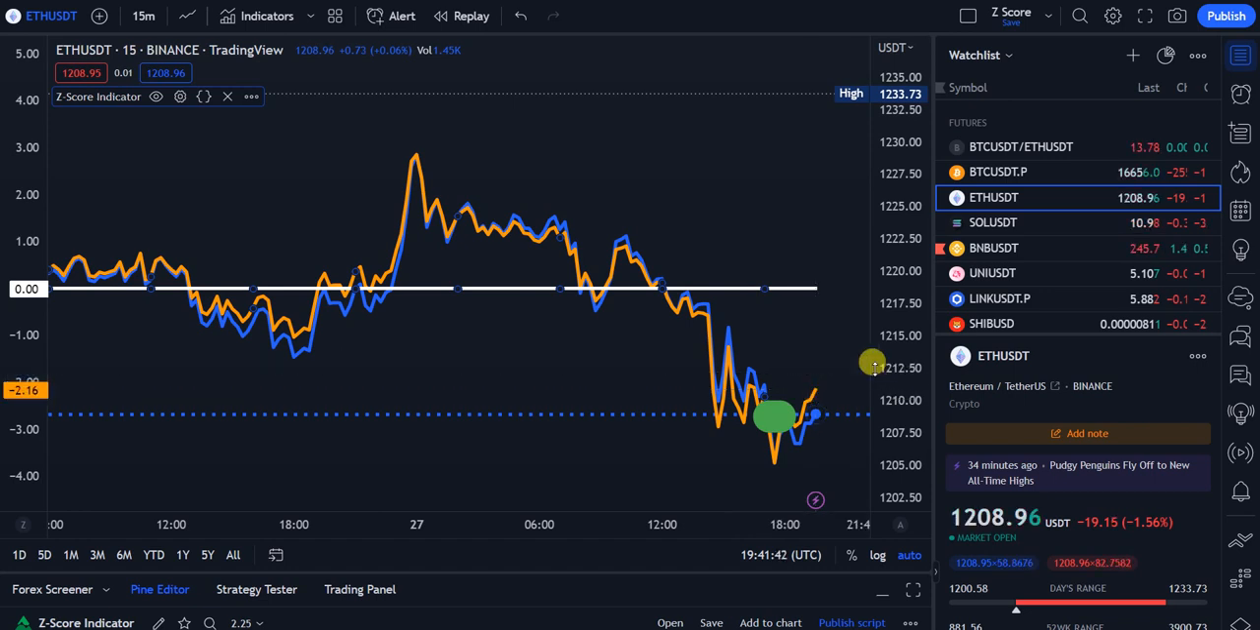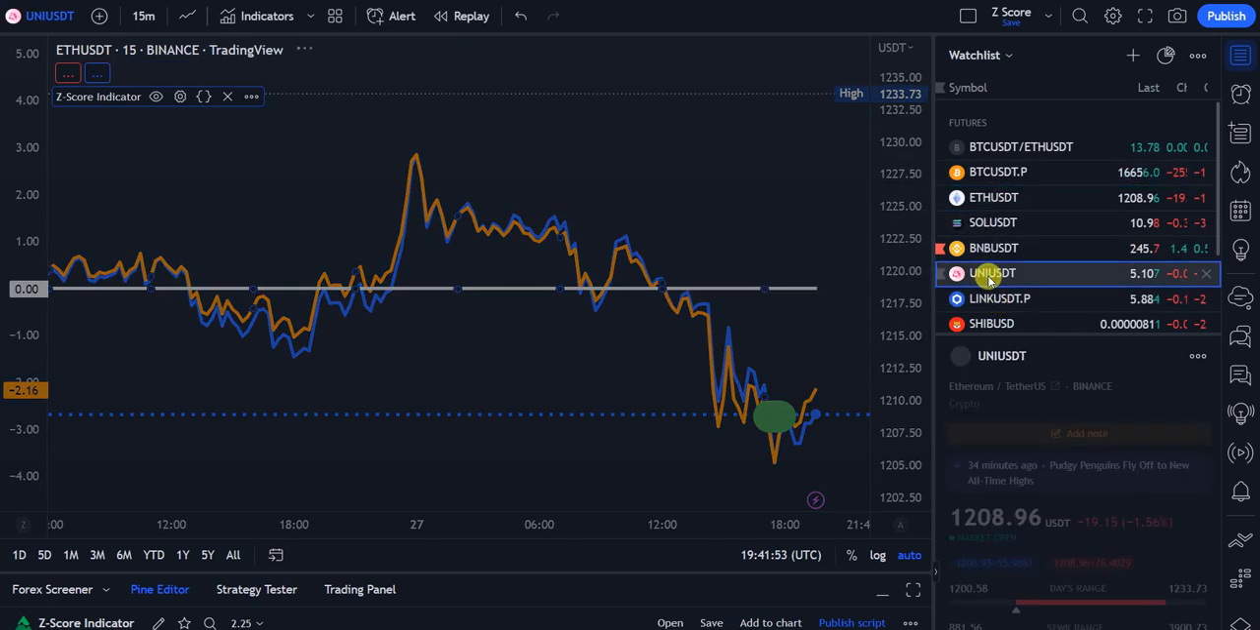I want to know about other coins, if it also works. As of now, we got Bitcoin, Ethereum, Chainlink, and Uniswap. So let's check the other two.